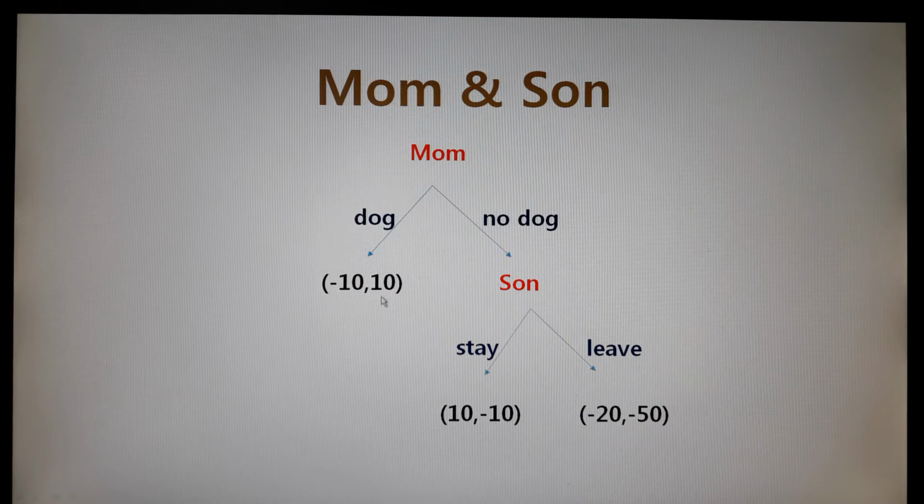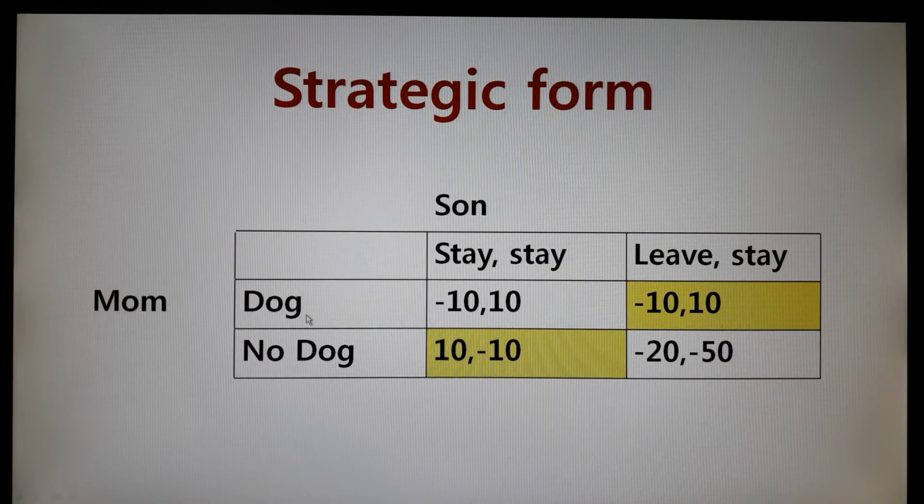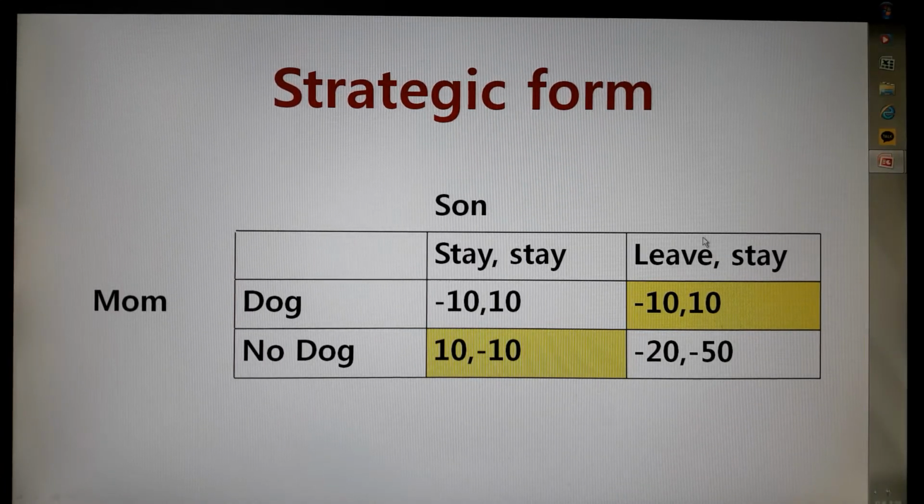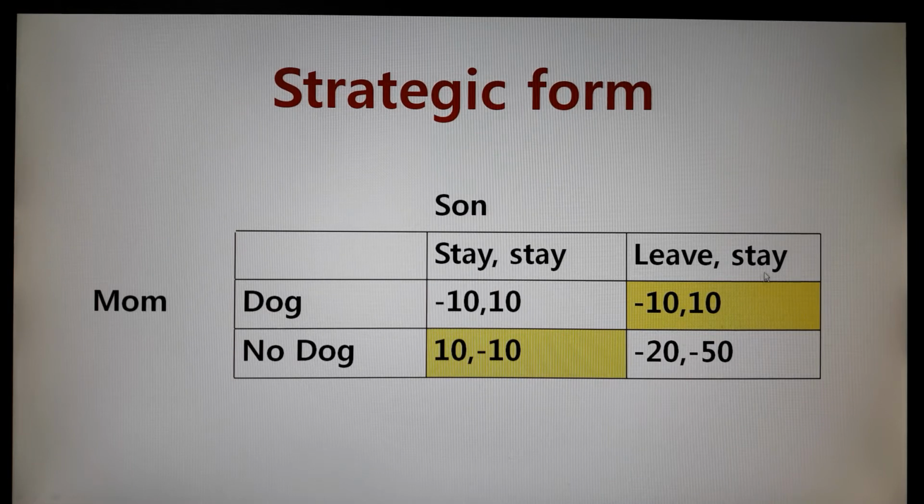So here, when there's no dog, will the son stay? So you have to change. I'm sorry, I'm kind of confused. But let's assume that this is a little bit wrong. I apologize for that. The second stay means when the mom buys the son a dog, the son will stay. So let's ignore that. What is important is, what if the mom does not buy the dog? No dog case. The son may stay or the son may leave.